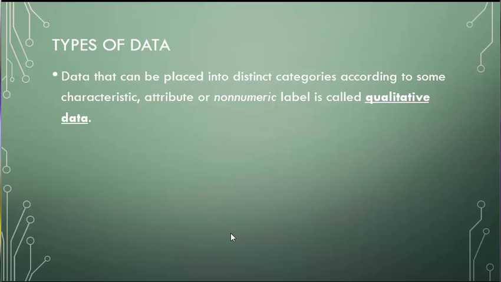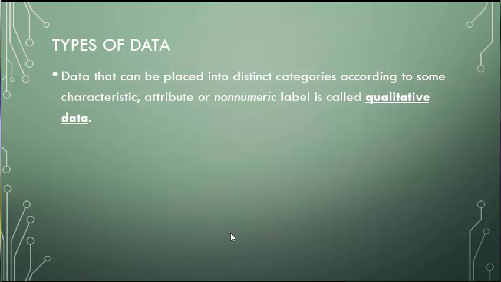We can say that data which can be placed into distinct categories according to some common characteristic, which is non-numeric, is called qualitative data. For example, if we would go through a college campus and write down the different species of trees on campus, you'd have a bunch of words, oak and maple and that kind of thing.